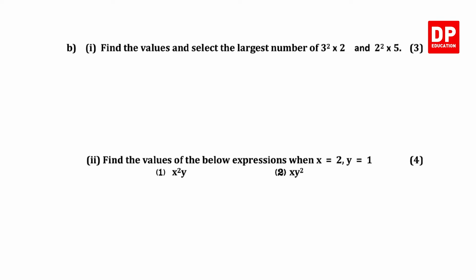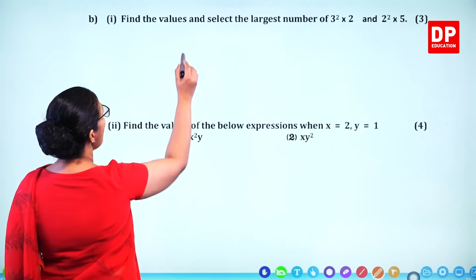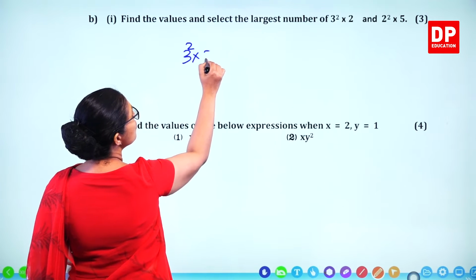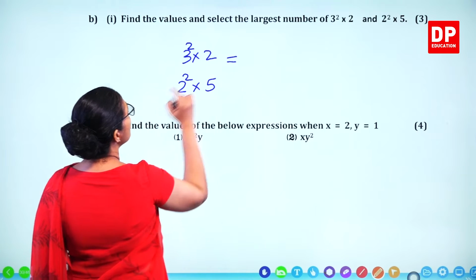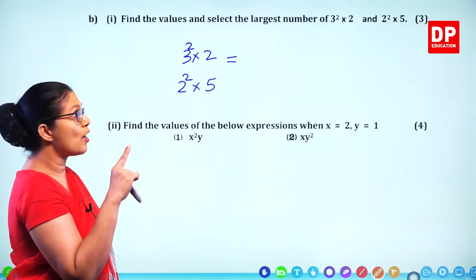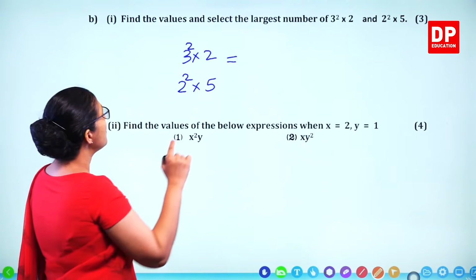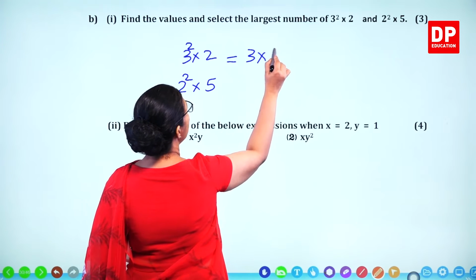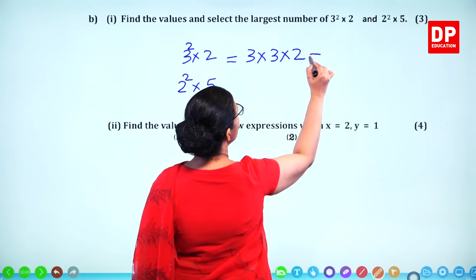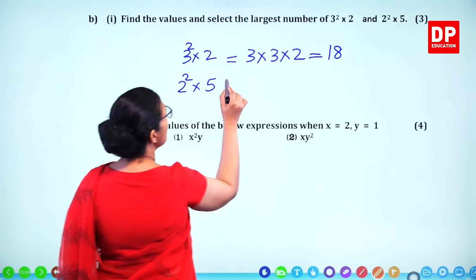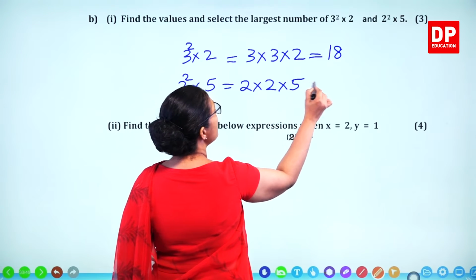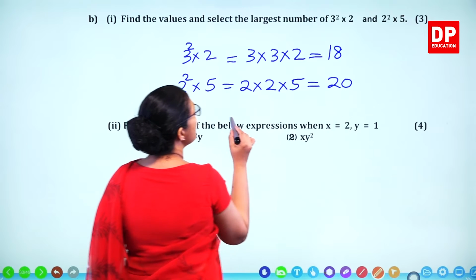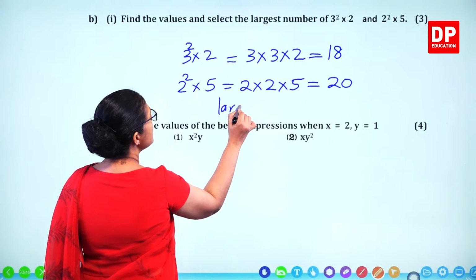That's 4. Find the values and select the largest number of 3 squared into 2 and 2 squared into 5. What's the largest number? First you have to find out. 3 squared, 3 times 3, 9. 9 times 2, that's 18. What about this one? 2 times 2, 4. 4 times 5, 20. So the largest number is 20.